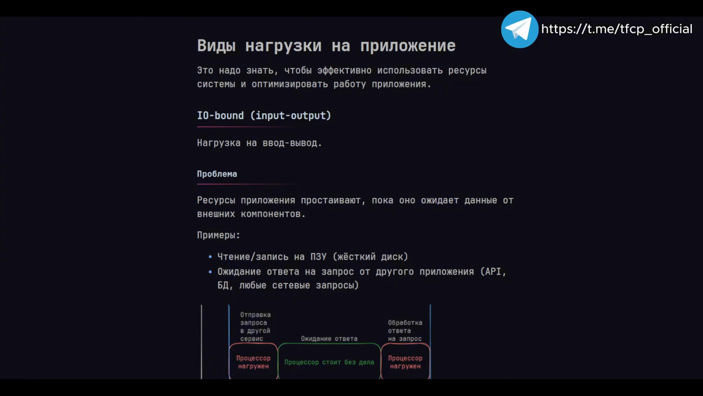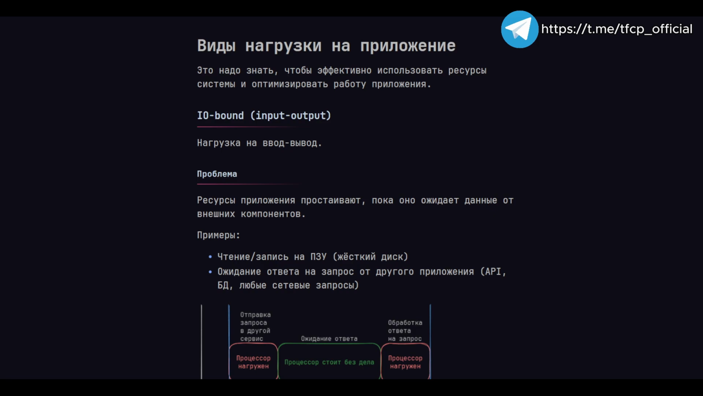Today in this session, we will start talking about the different types of load on applications. Specifically, today we will talk about I/O bound load. This is the load when there is a lot of data input-output in the application, but there are no significant live computations. Why is it necessary to know all this? This is necessary to write optimized applications and to effectively use the resources of the system in which we deploy our application.